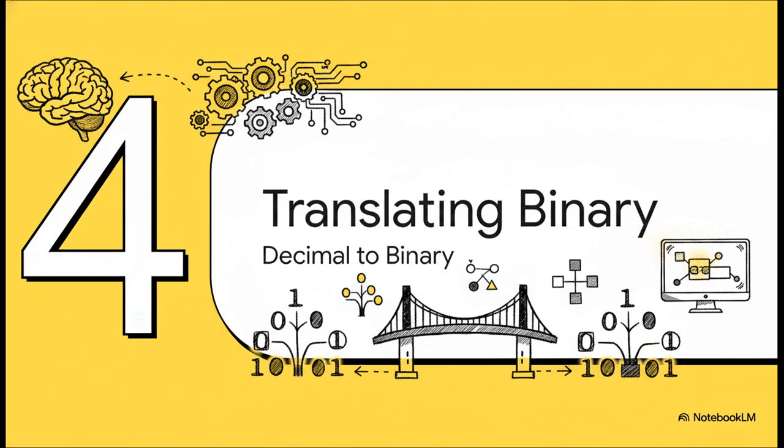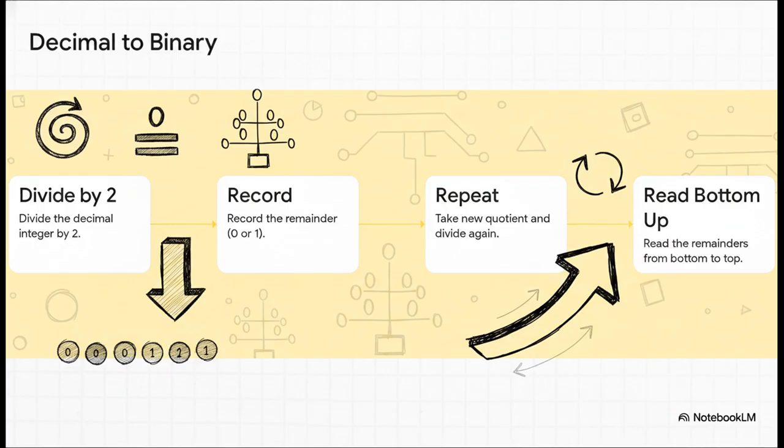Section 4. Translating binary and decimal. All right, so we know the rules are the same, but how do we actually translate these numbers back and forth? To convert our base 10 integers into the computer's base 2, we use the surprisingly simple algorithm of repeated division by 2. You divide the number by 2, record the remainder, take the new quotient, and divide by 2 again. And then you just read those remainders from bottom to top.